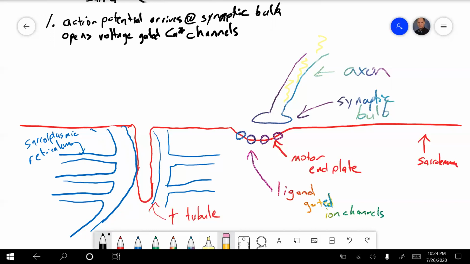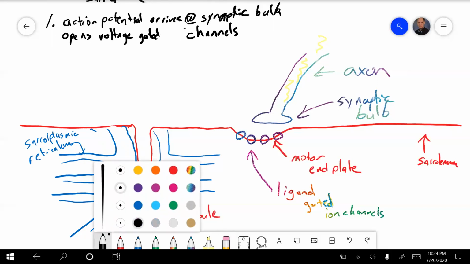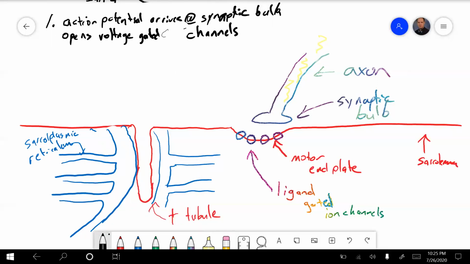Just to make sure that's clear. That's not any better. Hold on. This is so much better. Calcium channels. Voltage-gated calcium channels.